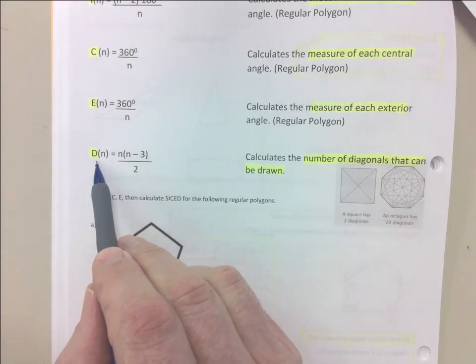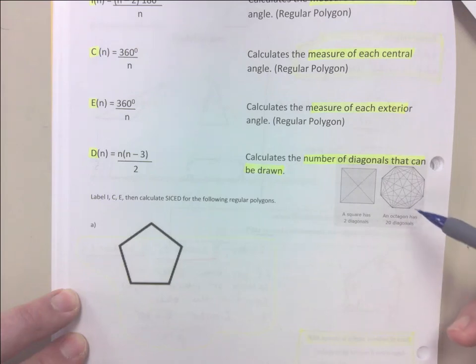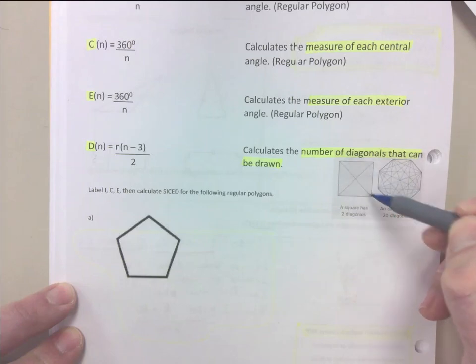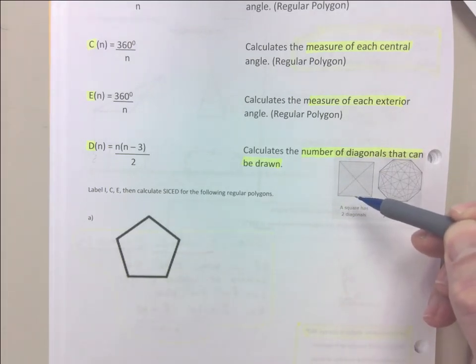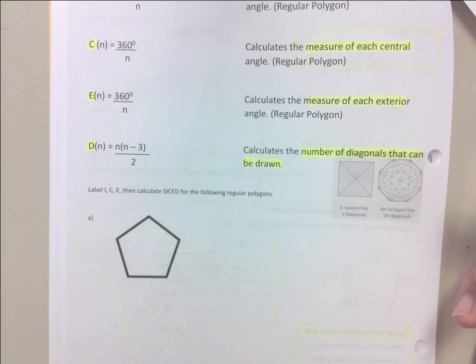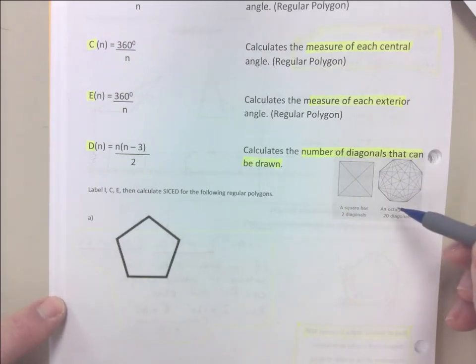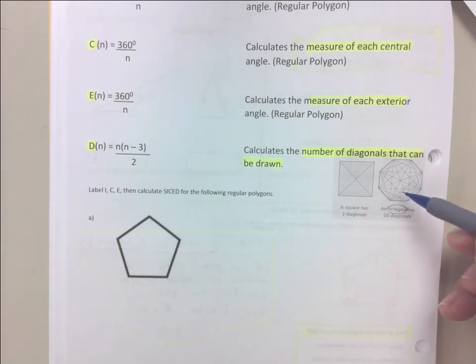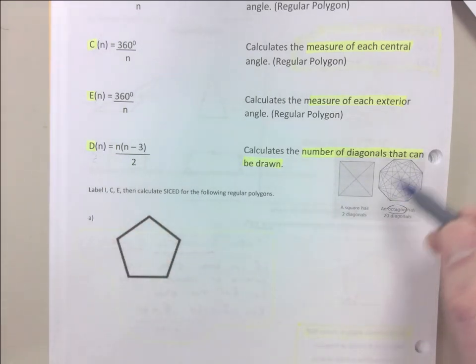For D, what am I asking there? I inserted a picture here. So, for example, a square can only have 2 diagonals, that's it. You can actually draw it and you're done. But what if you had like an octagon? Can you see how many diagonals are in there? A lot of diagonals, okay? So this formula calculates how many diagonals can be drawn, okay?